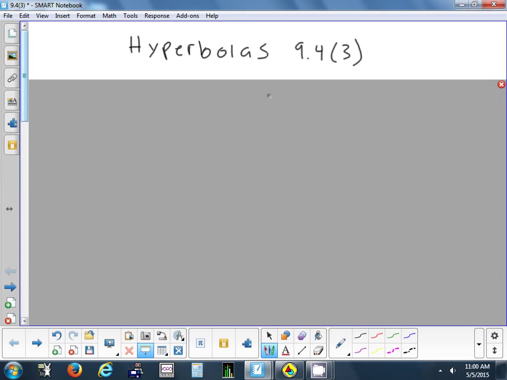Okay, so let's take a look at our last conic section, which is hyperbolas. If you're looking in your book, it's section 9.4. If you're using the packet, which is where the homework is, it's section 6.4.